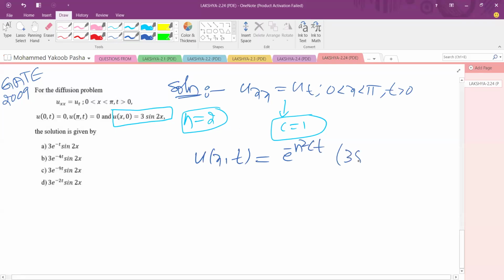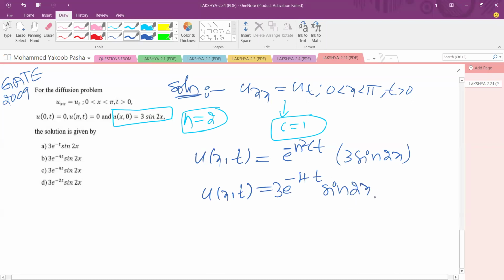That function is 3 into sin 2x. Now substitute the values here. n is equal to 2 and c is equal to 1. So it is u of x comma t is equal to e to the power of minus 4t into 3, I'm writing here 3 into sin 2x.